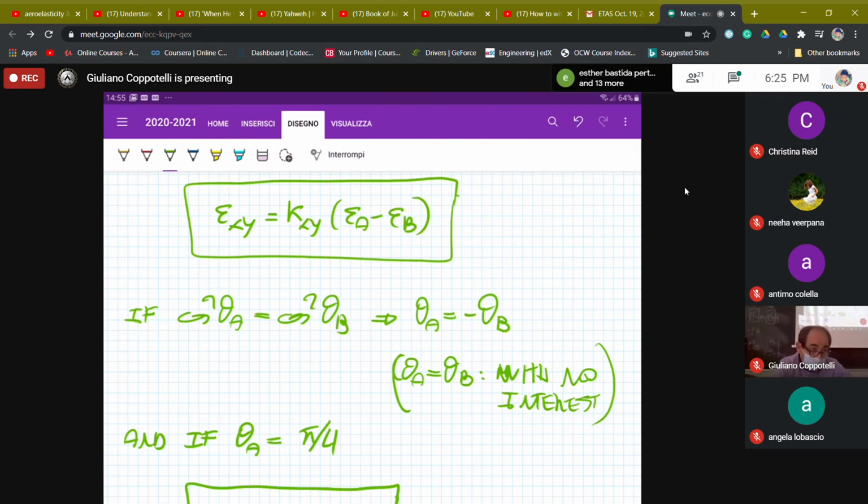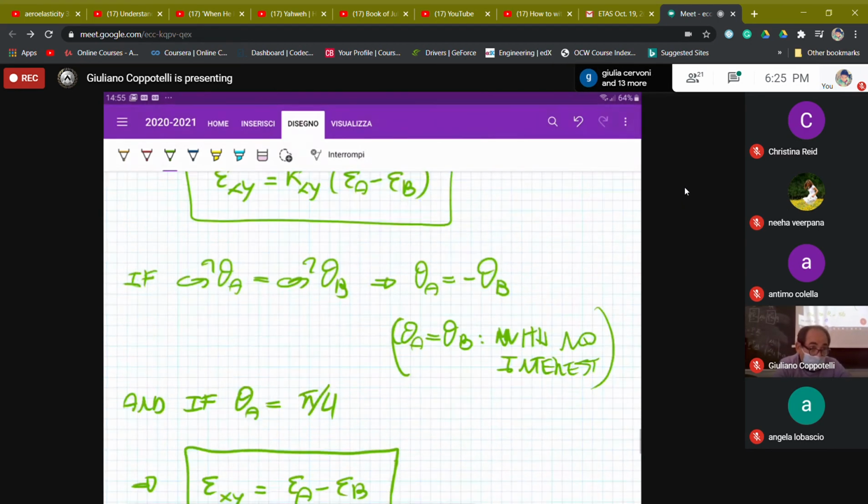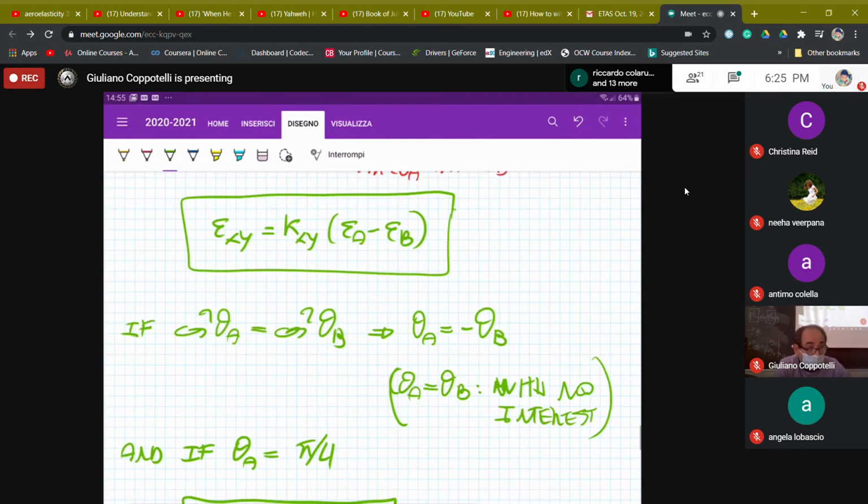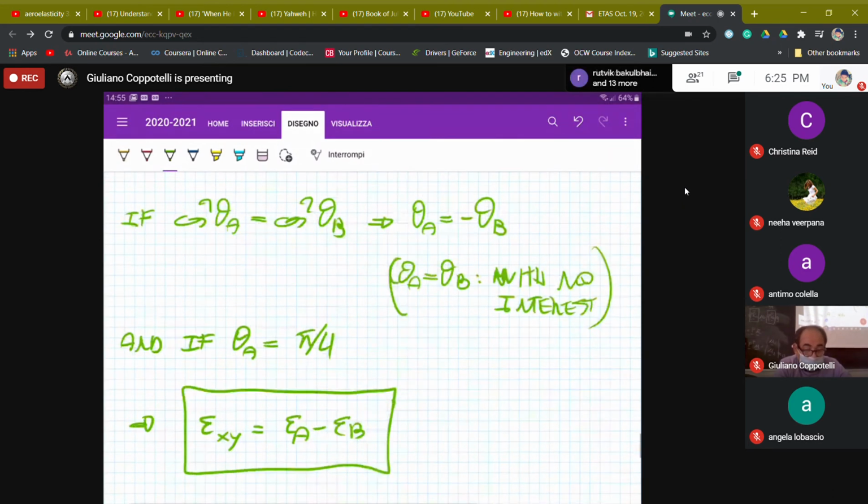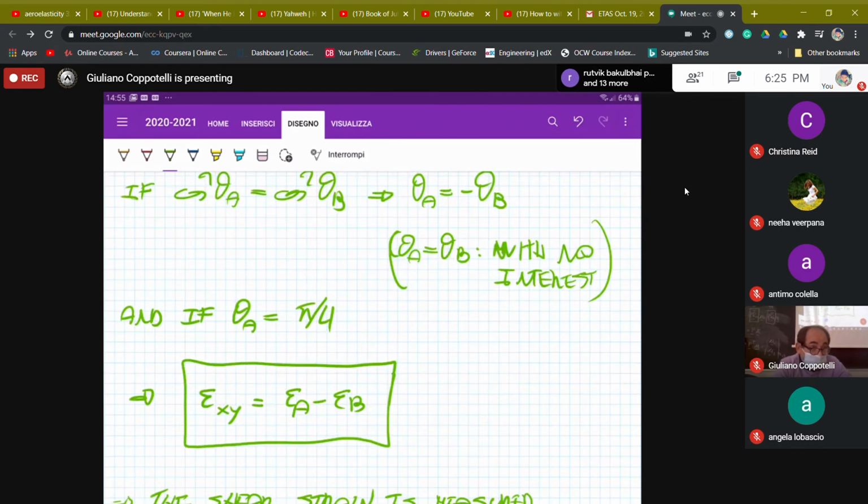Moreover, if these angles, that is just one angle at the very end, is 45 degrees, you can even simplify the kxy as I call it. Okay, and in that case, it is just equal to 2. So you can simplify, and therefore the epsilon xy, the shear strain, is just the difference of the 2 strain gauge measurements.